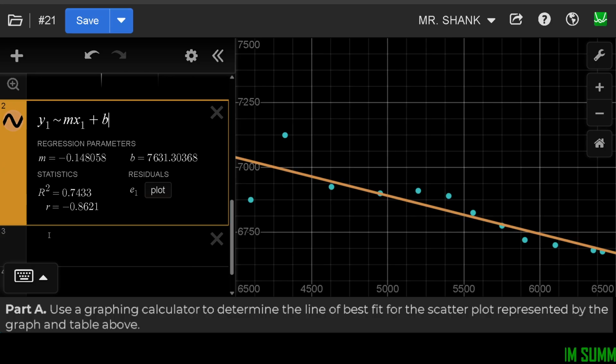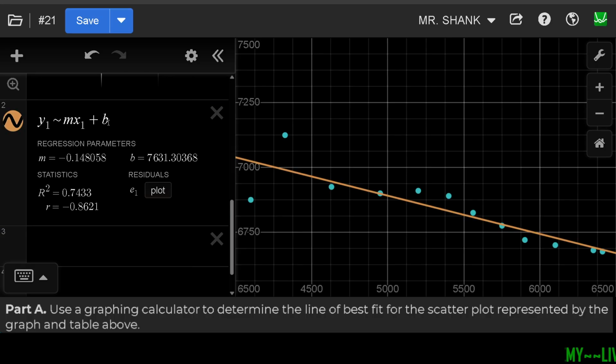And this is very helpful because now this is the information that we need. Notice how it says regression parameters. It gives us our slope, our y-intercept, and our statistics for it. So it gives us our r-squared value and our r value. This is exactly what we need for our line of best fit.